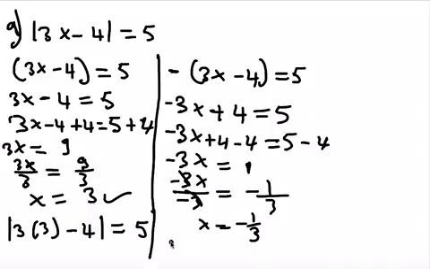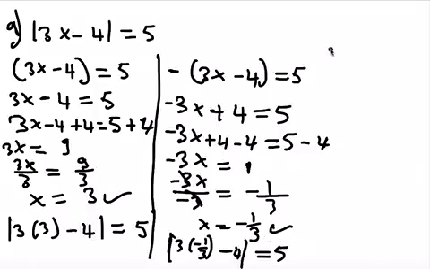Let's replace. The absolute value of 3 times negative 1 over 3 minus 4. Is this equal to 5? Let's check. 3 times negative 1 over 3, that's negative 1. Negative 1 minus 4, that's negative 5. The absolute value of a negative number is positive, that will be positive 5. Now 5 is equal to 5, yes it is.